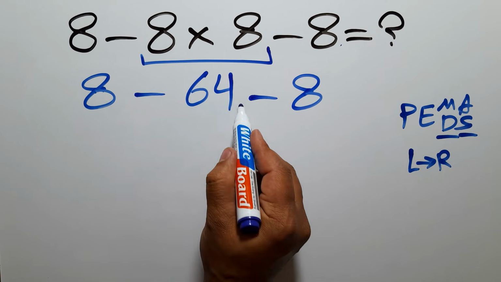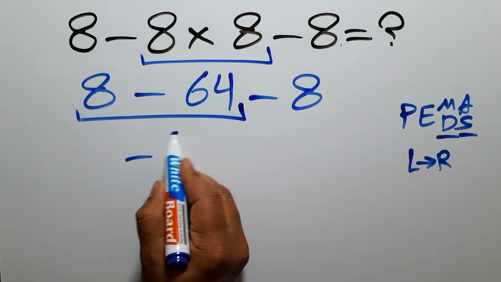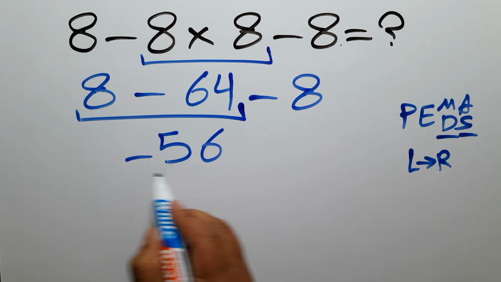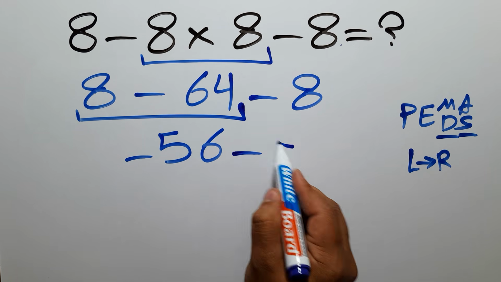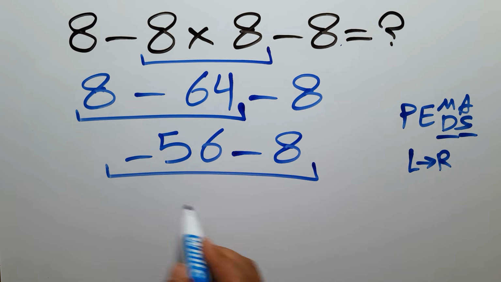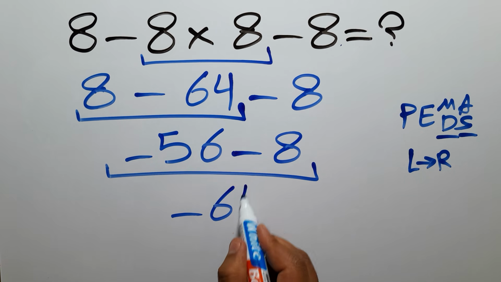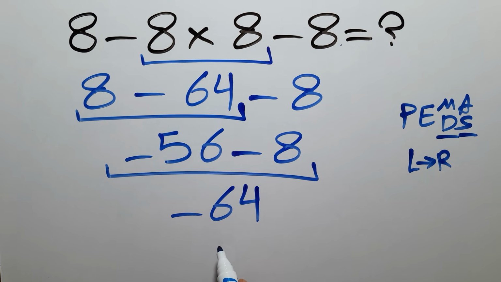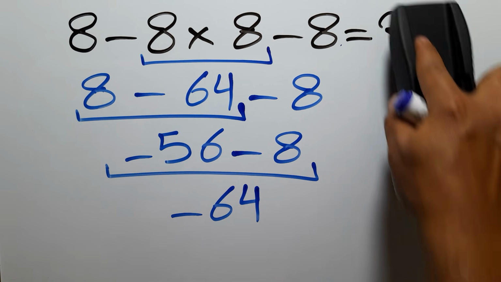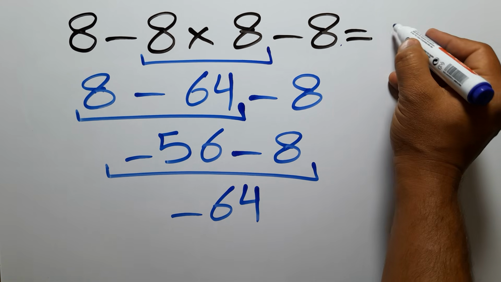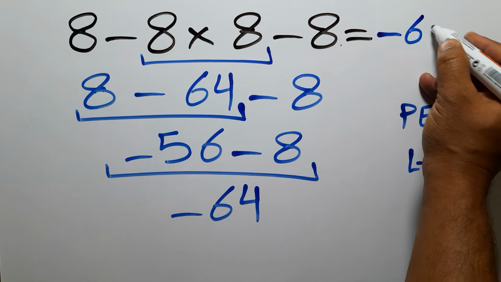8 minus 64 gives us negative 56. So negative 56 minus 8, which equals negative 64. And this is our final answer to this problem. The correct answer is negative 64.